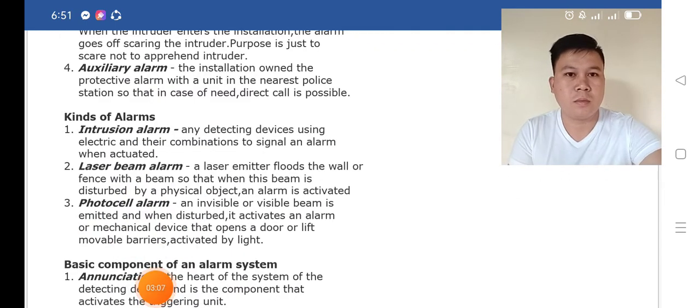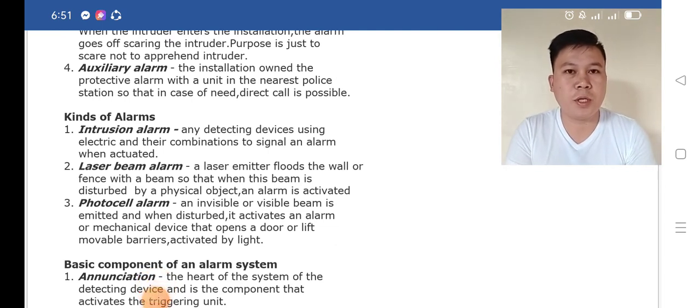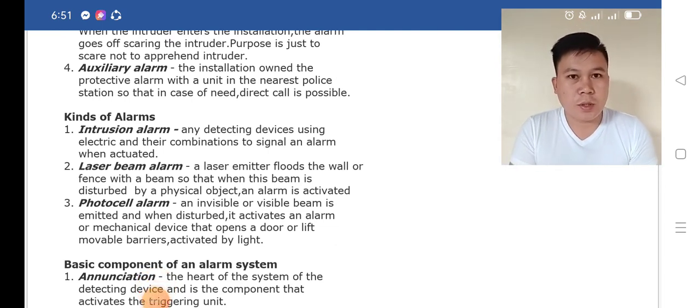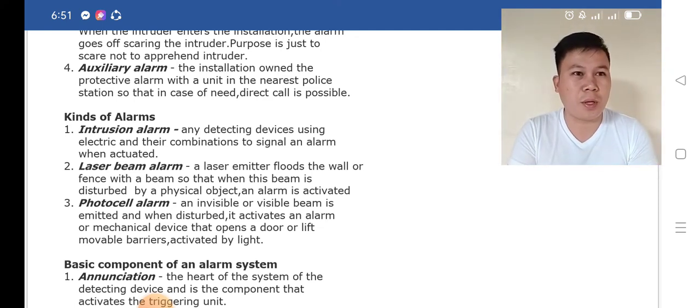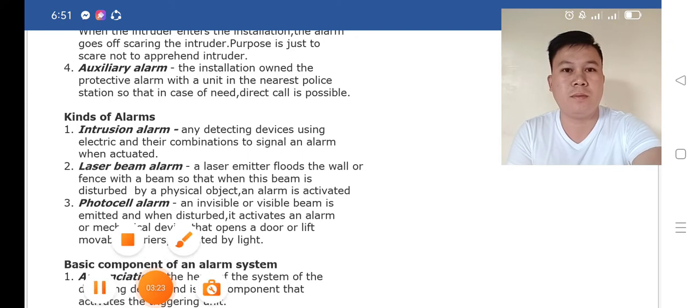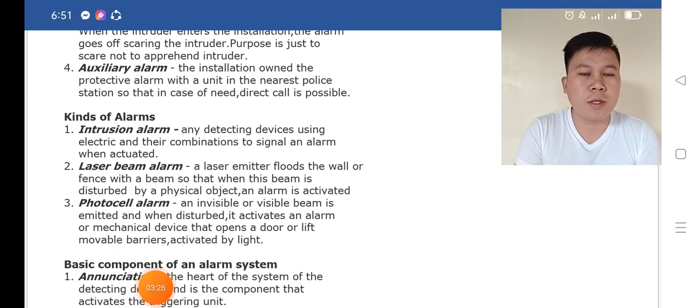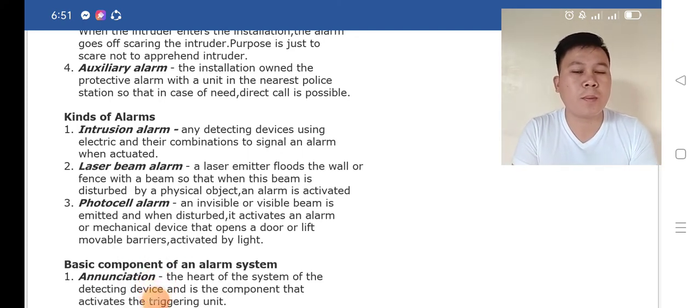Okay, so now let's proceed with the kinds of alarms. So number one is intrusion alarm. Any detecting devices using electric and their combination to signal an alarm when activated. So this is a device if ever merong mga intruders na papasok, so it can easily identify those people who are not belong to an organization or establishment.